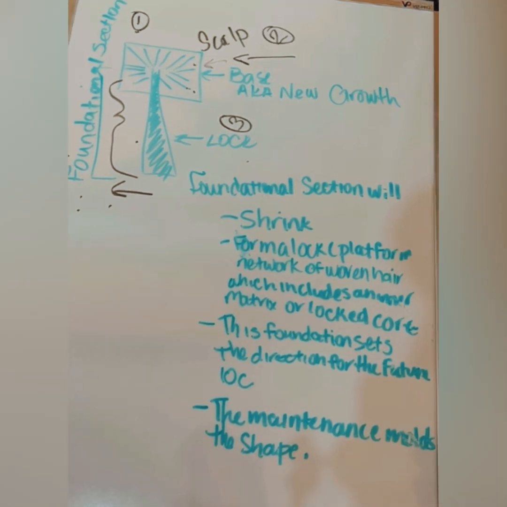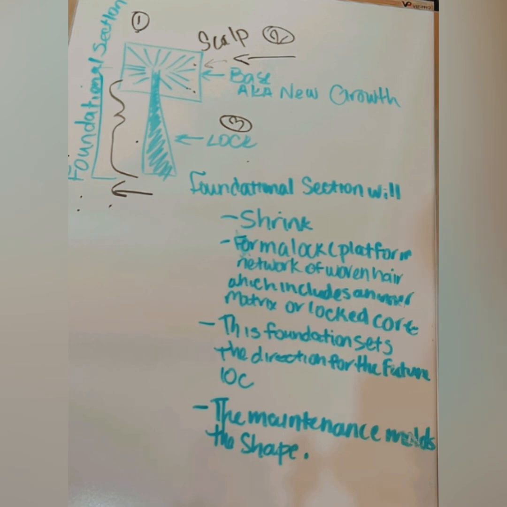As the hair is locking, that anchor is sending signals. It's establishing the foundation of the lock. So that's that transformation that's taking place. It's losing its pattern that you initially started with, and it's going into the form of the lock. So the new growth is going to follow suit.